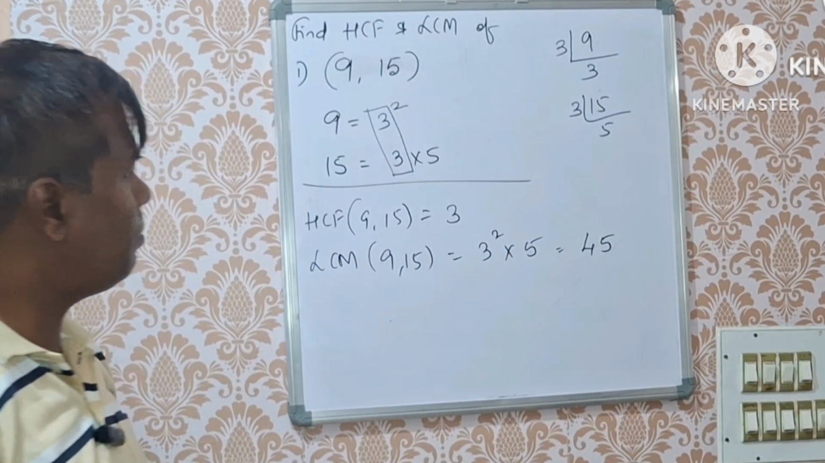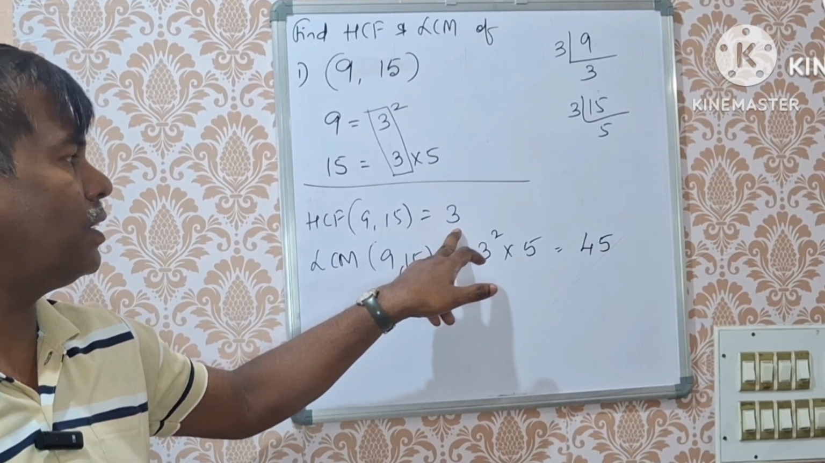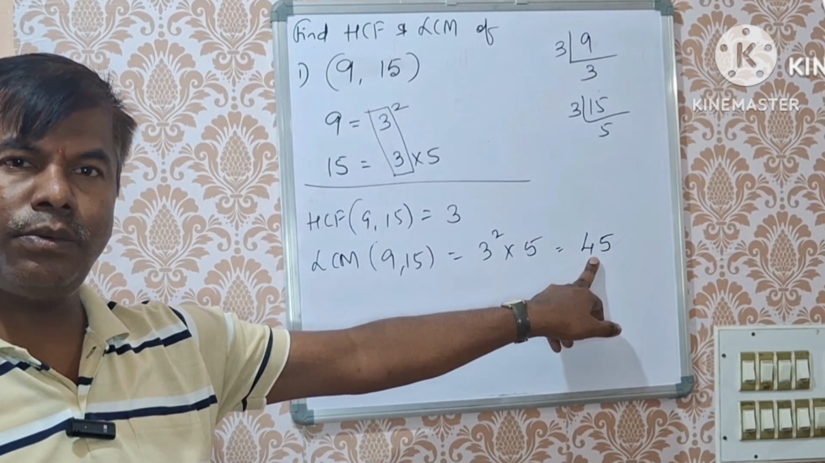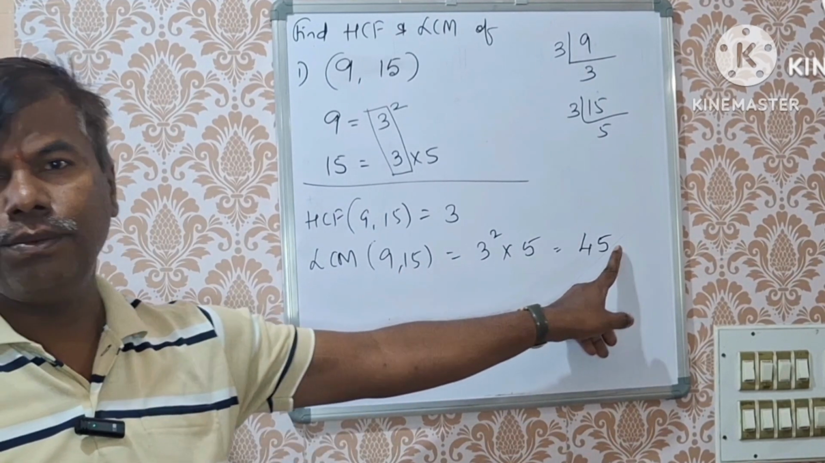So the greatest number which divides these two numbers is 3. The least number which is divisible by these two numbers is 45, which is divisible by 9 and 15.